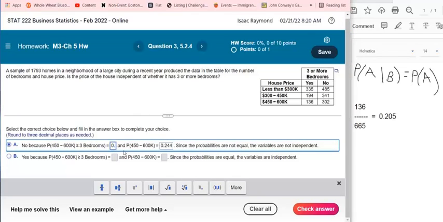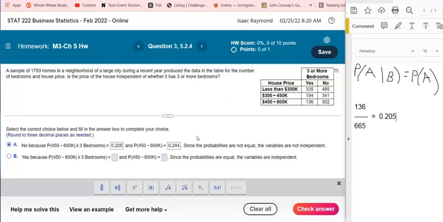Okay, so in practice, I would say yes, those appear to be independent because they're only off by a little less than 400ths, right? That's pretty close. But because this is my math lab, they're not exactly equal to each other. We would say yes, they are independent if the probability of home prices given 3 or more bedrooms was equal to just the probability of home prices without the condition, right? If this held. Since they're not equal, though, we're going to choose no for this question.